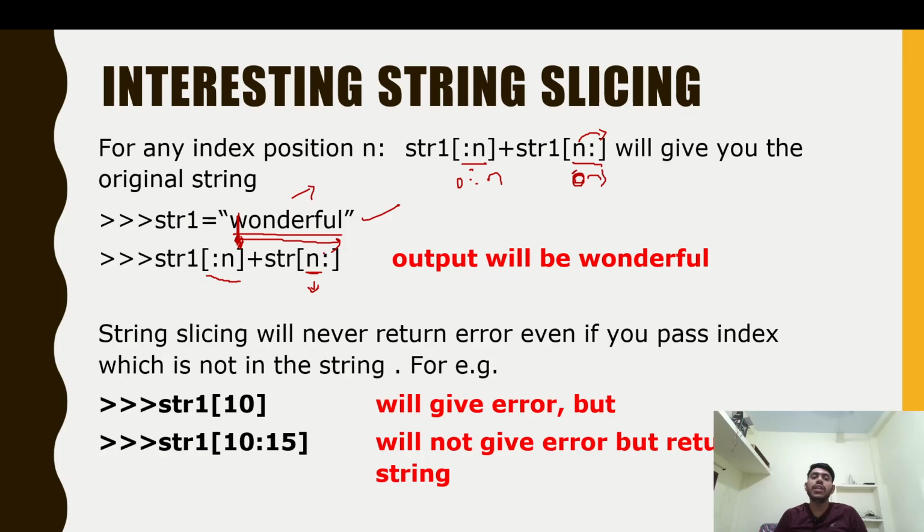String slicing will never return an error. Even if you pass an index which is not in the string, it will not give an error, but there will not be any kind of output. It is empty. Clear my point now?